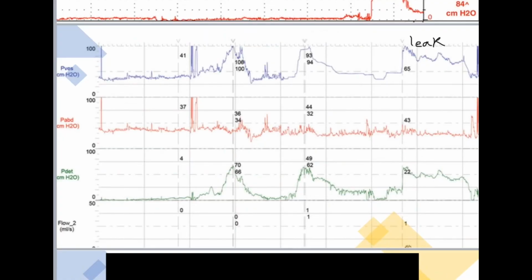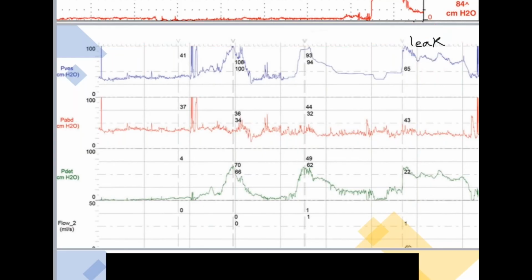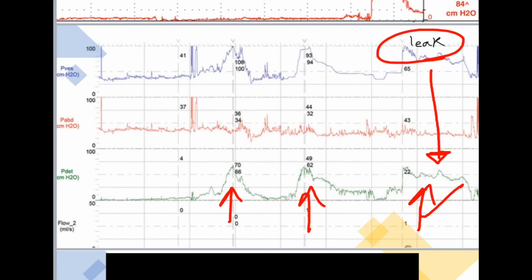Here we need to find where is the filling phase and where is the voiding phase. It looks like we don't have a voiding phase in this strip, so all of this is the filling phase. Do we have a leak? Yes. Why did this happen? Go down. Is the detrusor contracting? Yes. So what is this called? As you can see, the detrusor muscle keeps contracting during the filling phase, and that's abnormal. We call it detrusor overactivity, and when it is associated with a leak, we call it urge incontinence.